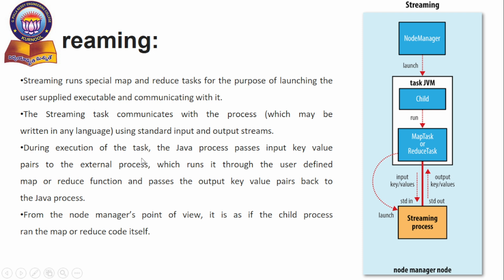During execution of the task, the Java process passes input key values as input to the external process, which runs it through the user-defined map or reduce function and passes the output key value pairs back to the Java process. So this is how it takes input, performs the operation, and generates output. From the node manager's point of view, it is as if the child process ran the map or reduce code itself.